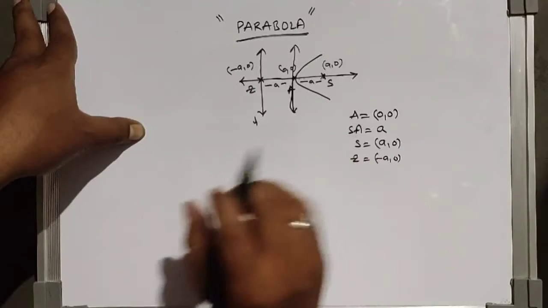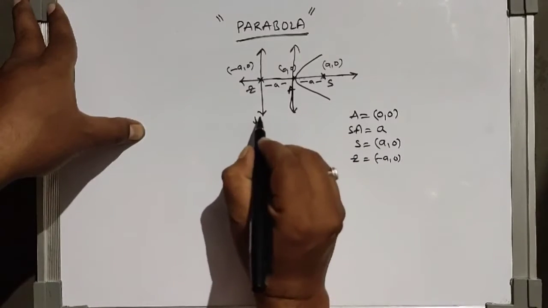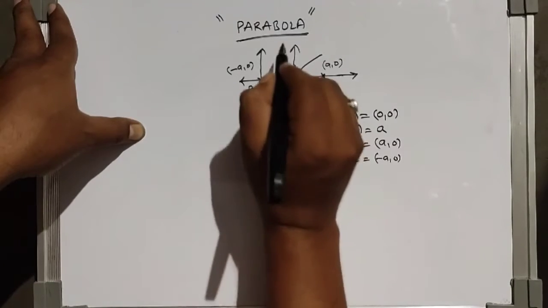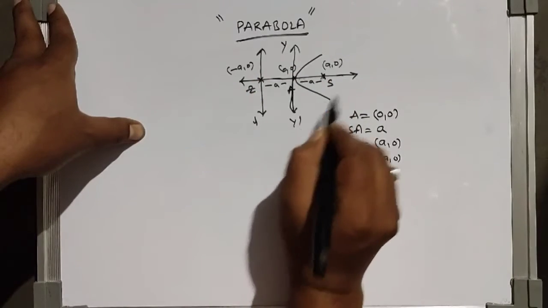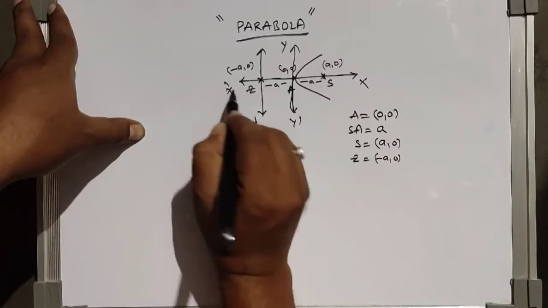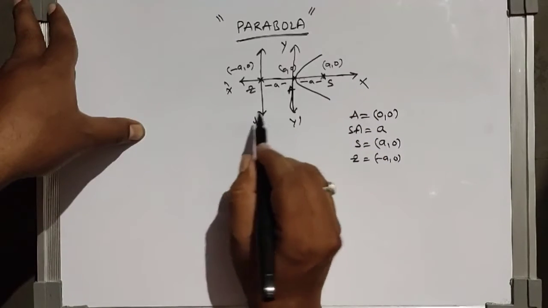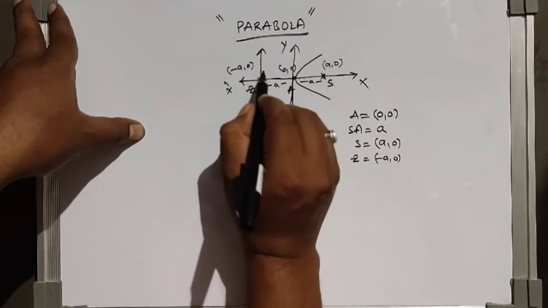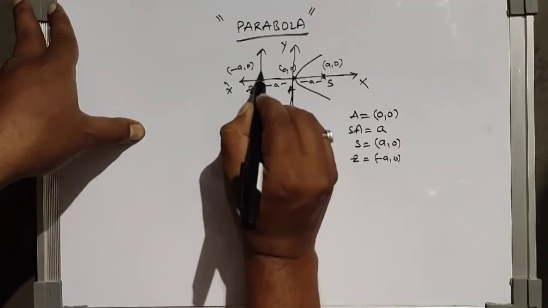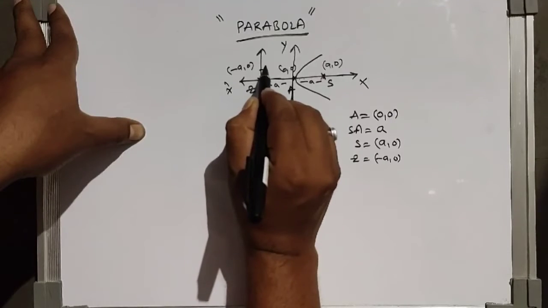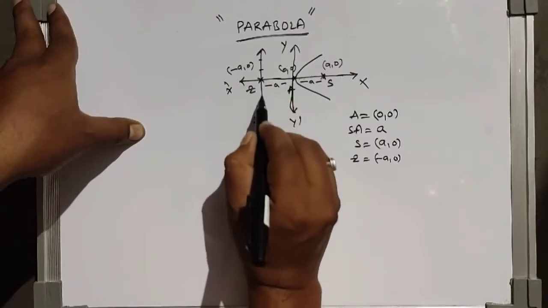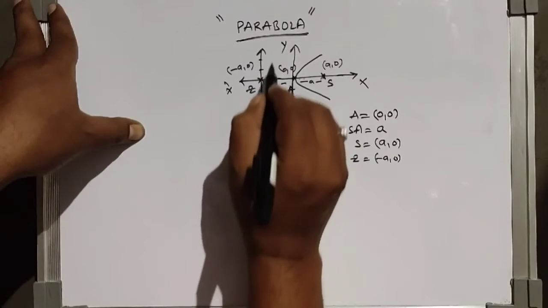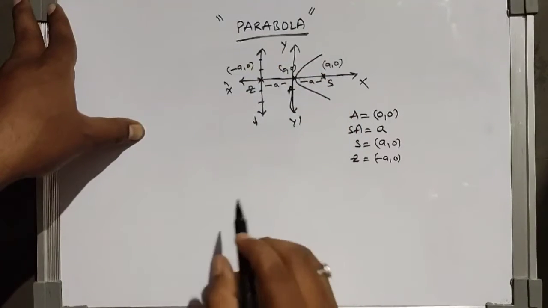So now take that line, which is parallel to the y axis. This is the y dash, this is the x dash. In this case the line L is parallel to the y axis, therefore the points on this line are like this: minus a comma 0, minus a comma 1, minus a comma 2. If you go down, minus a comma minus 1, minus a comma minus 2, in this way. So on this line the x value is fixed, that is minus a.